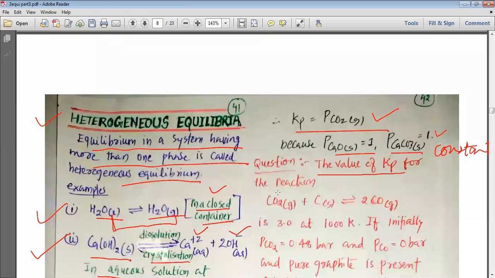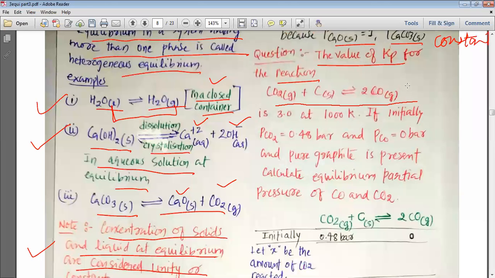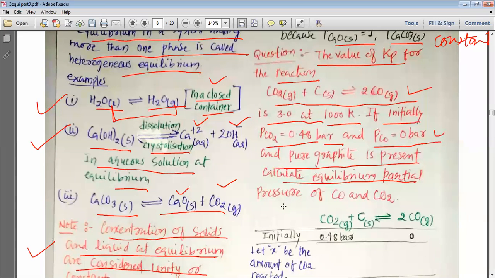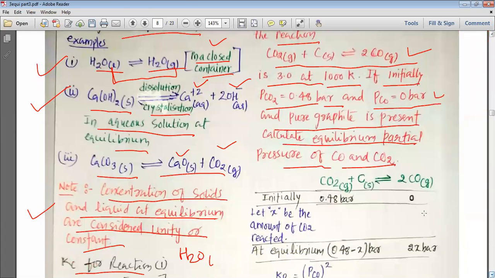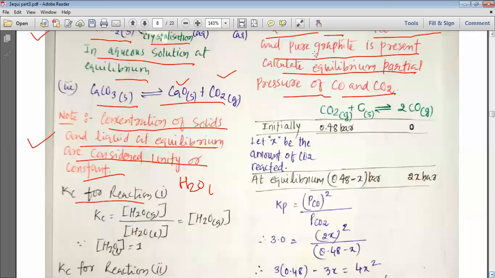Now we have a question to be solved. Let's move towards that. The value of Kp for the reaction CO2 gas plus C solid, that gives 2CO gas, is 3.0 at 1000 Kelvin. If initially the partial pressure of CO2 is 0.48 bar and the partial pressure of CO is 0 bar, remember 0 bar, and pure graphite is present, calculate the equilibrium partial pressures for CO and CO2. Now you can look into the equation.